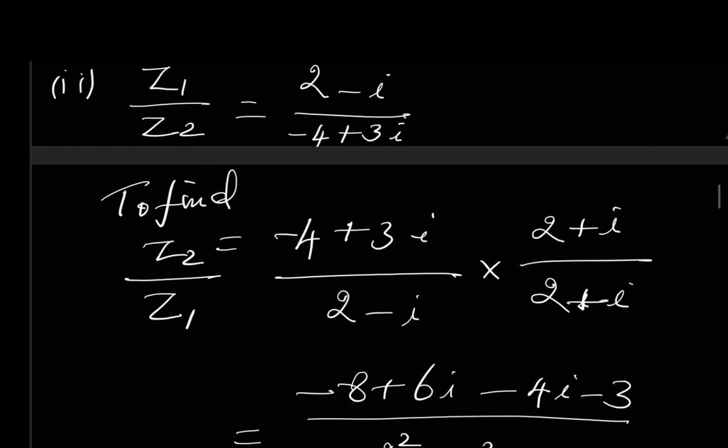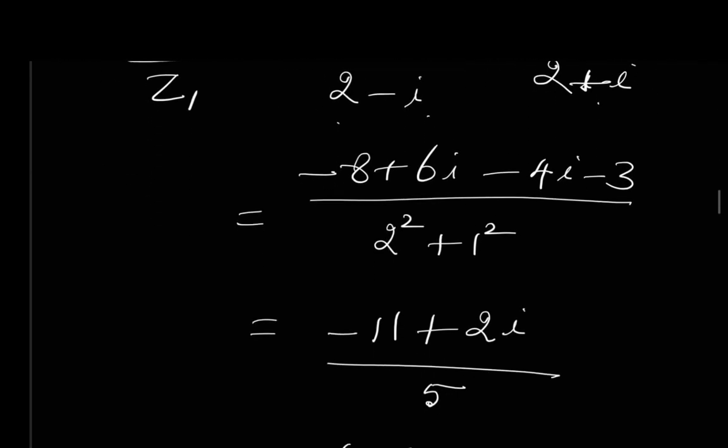See, you have to find z1 by z2. So 2 minus i by minus 4 plus 3i. To find the reciprocal of this, that is already I showed you. So 1 by z1 by z2 is equal to the reciprocal z2 by z1. Just find the reciprocal. z2 is minus 4 plus 3i by 2 minus i. Take the conjugate of this 2 minus i. So 2 plus i by 2 plus i.